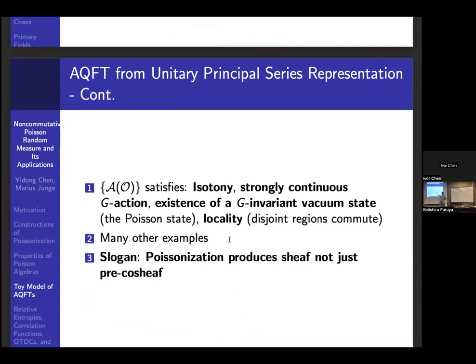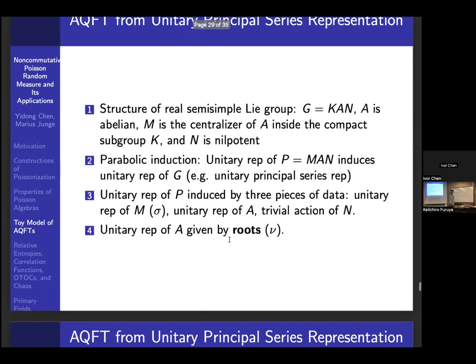And this is given by your Poisson state. And you have locality. In what sense? In the sense that two separate regions should commute. Sorry, I got confused. What's G in the construction? G is the group, the original group. The original semisimple D group. Yeah, the original semisimple D group. Okay, I see. That G.